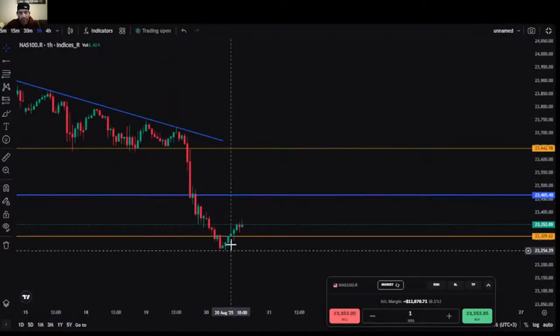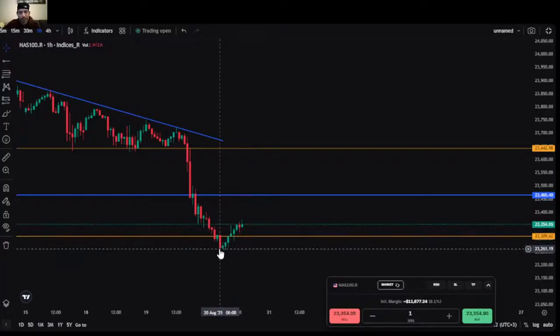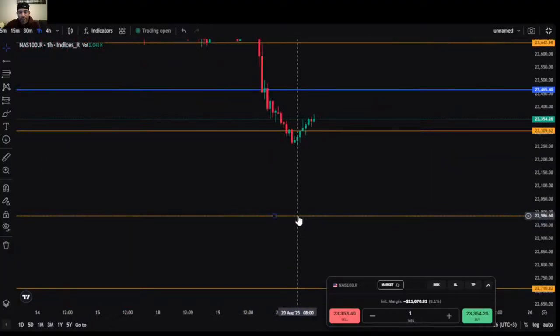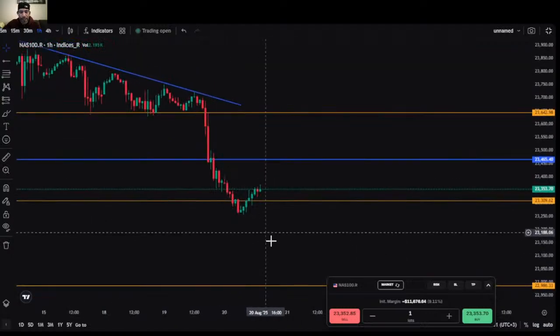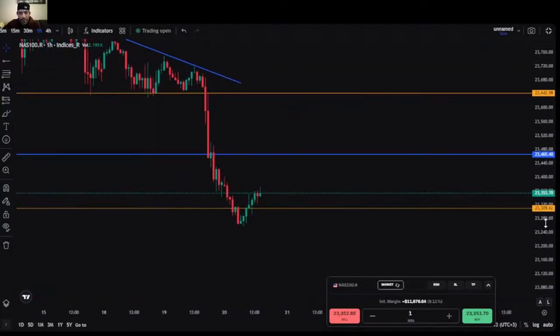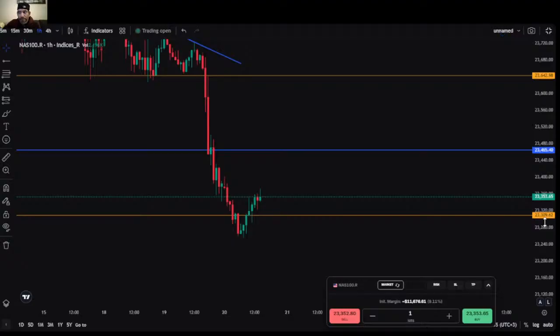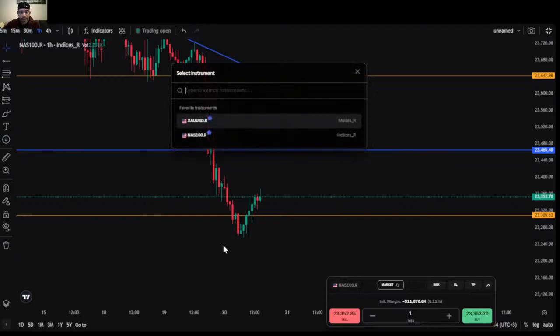You know, this could have been the correction here. So it all depends. If we start rolling over and break back below and sweep these lows here, then we should get a further move down to the next level down here. So that's the play I have on the Nas, and I'm waiting on it. Let me see. Yeah, all right, nothing on the Nasdaq right now.